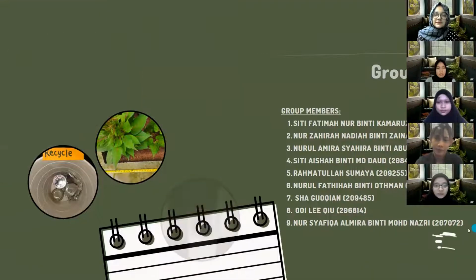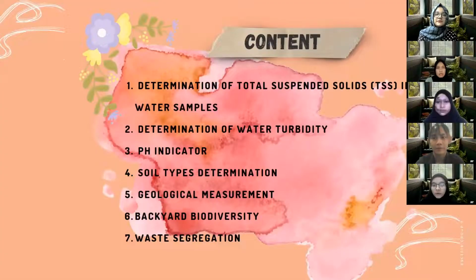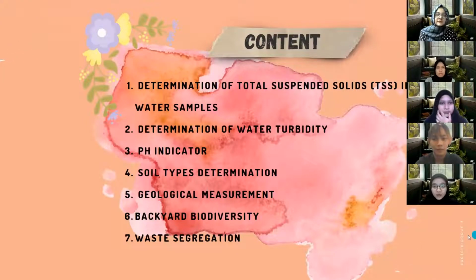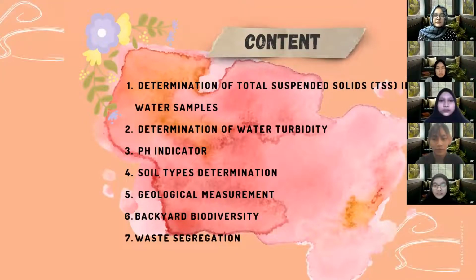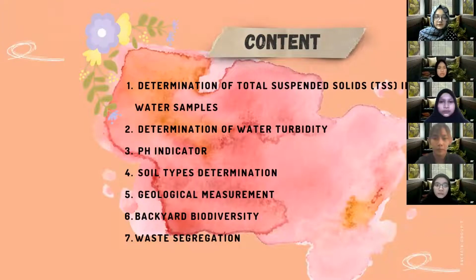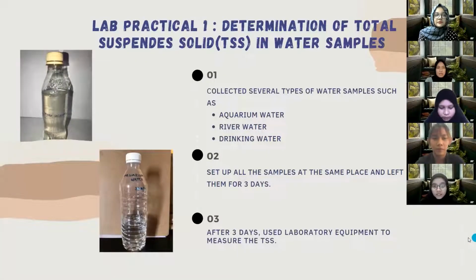To speak, the information we are going to share comes from our experience. On our outline, we are going to discuss the total suspended solid, turbidity, pH indicator, soil type, geological measurement, backyard biodiversity, and lastly, waste segregation. Without further ado, let's talk about total suspended solid.